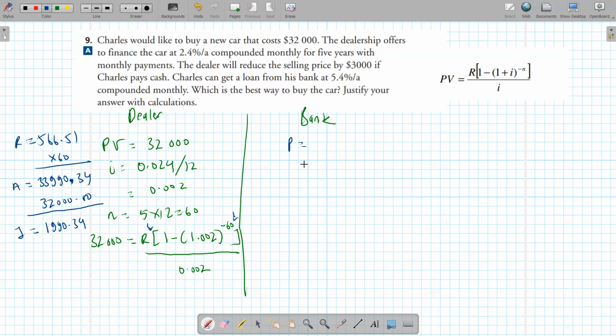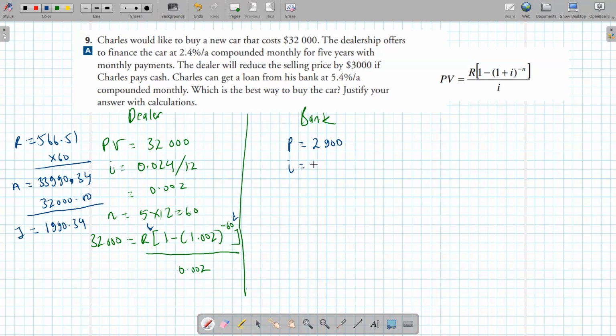Now, if he borrows the money from the bank, how much does he actually pay for the car? So when it says, if Charles pays cash, that means he's going to pay this straight up, like he's going to pay it today. He gets a $3,000 discount if he can pay cash today, right? So how much did he pay for the car? Just 29,000.